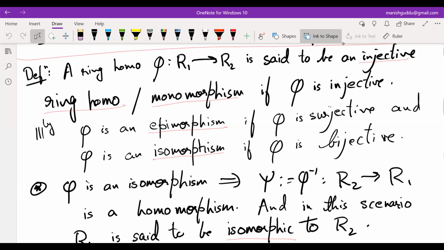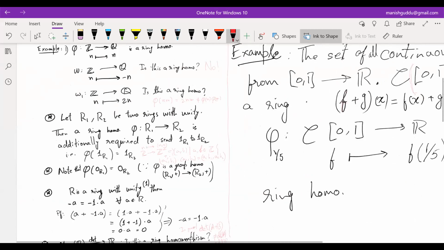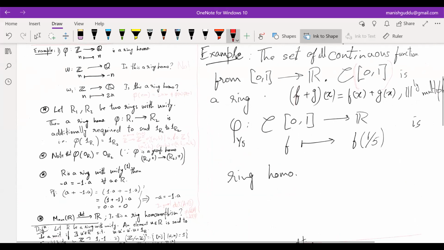Okay. So a ring homomorphism is said to be an injective ring homomorphism, or a monomorphism, if phi is injective. So it's like groups. Yeah, group homomorphism. Sometimes it's an injective group homomorphism, sometimes it's a surjective group homomorphism, and sometimes it's an isomorphism, depending upon whether. Sir, could you please show the previous page once? Sure. This one. Yeah, continuous functions. Yes, sir.